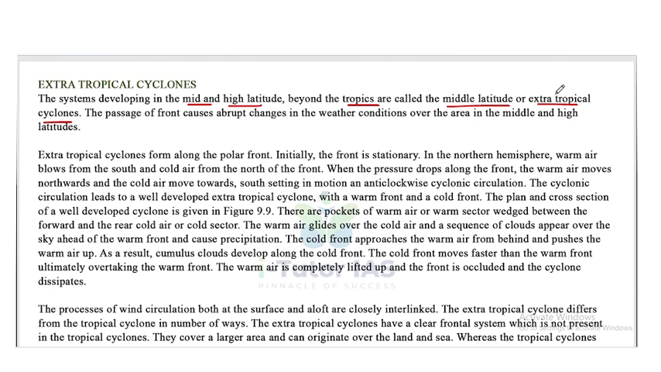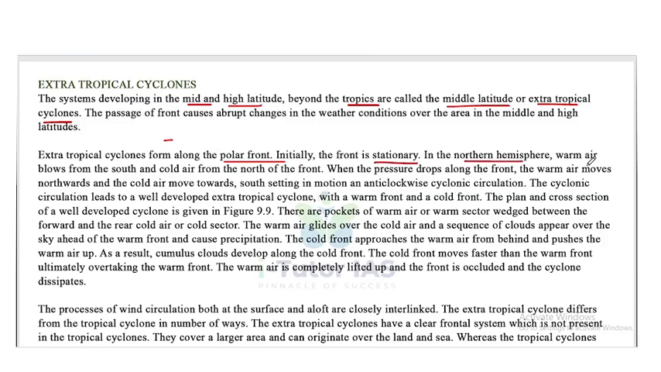The passage of a front causes abrupt changes in the weather condition over the area in the middle and high latitudes. Extratropical cyclones form along the polar front. Initially, the front is stationary.